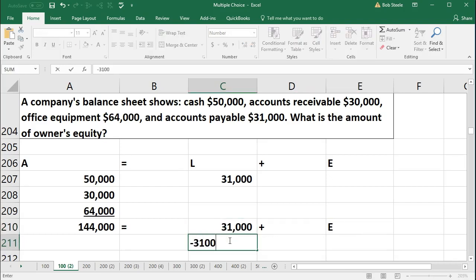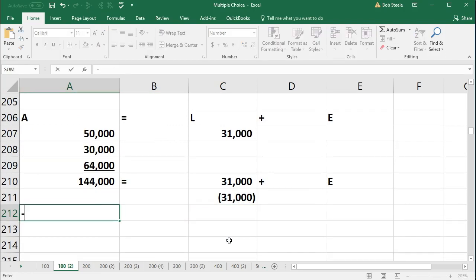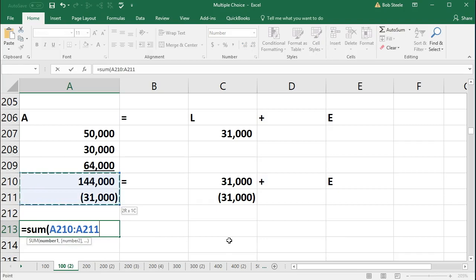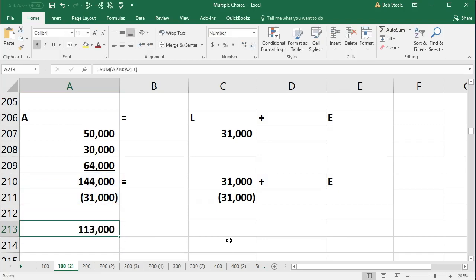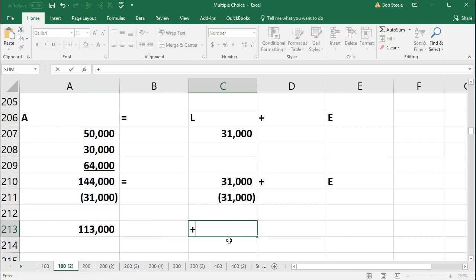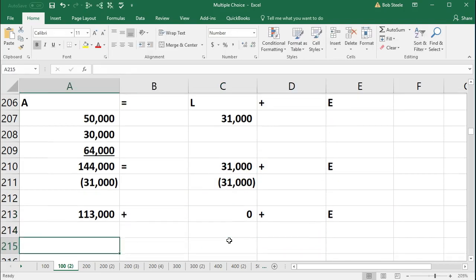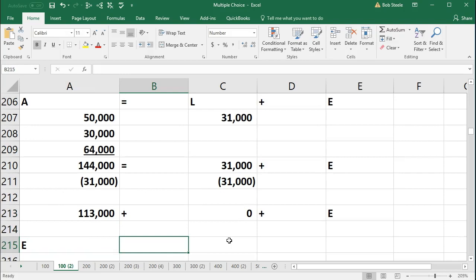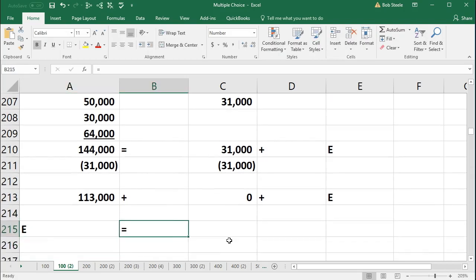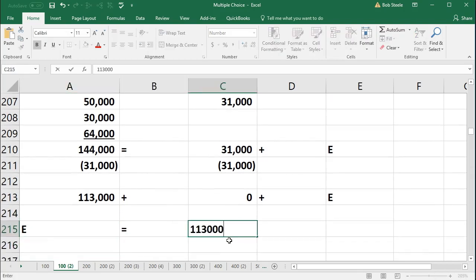So negative 31,000, and then we're going to say that the 144 minus the 31 will give us that 113. This of course is going to be 0. And therefore E is equal to the 113. We can rewrite that as E is equal to 113,000.